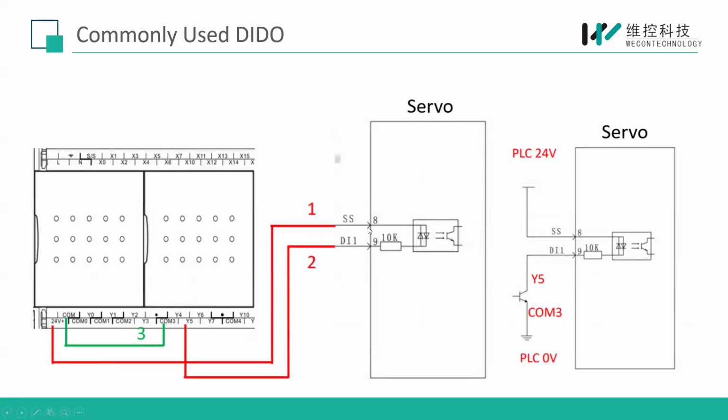Connecting. Here, for example, for DI1, we need to connect the PLC output to DI1. Here we connect Y5 to pin 9. And at the same time, we need to give external 24 volts to our SS, to our pin 8. So here we connect 24 volts to SS. So in this case, when our PLC has output Y5, the servo will receive it and release some function.